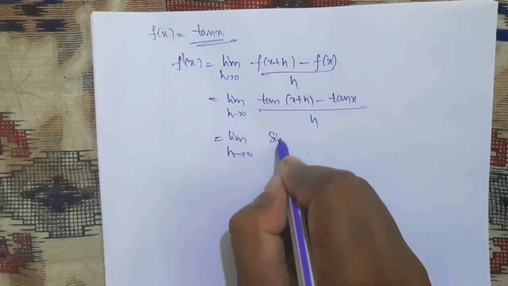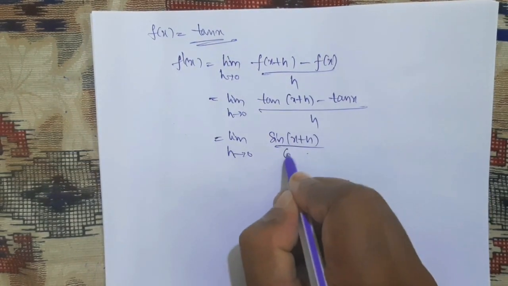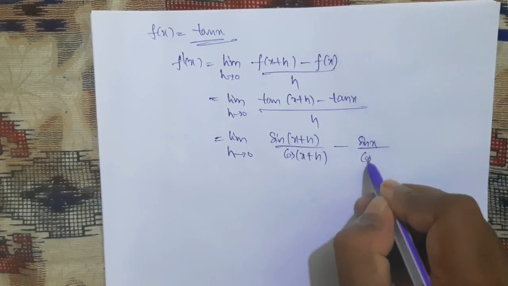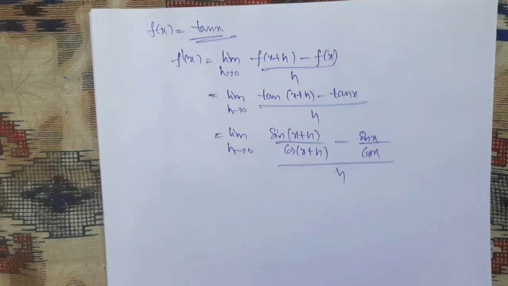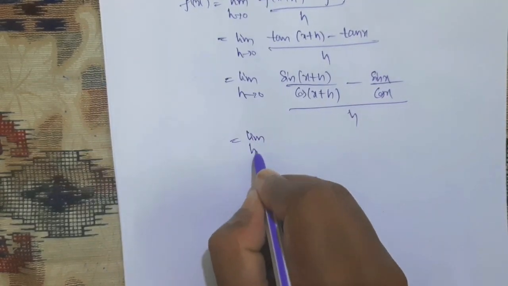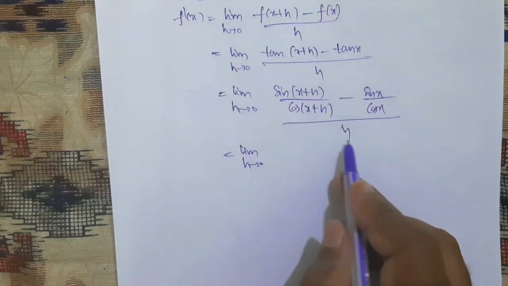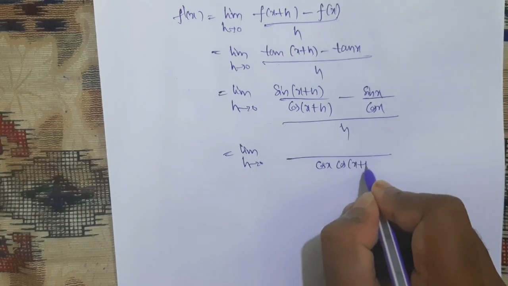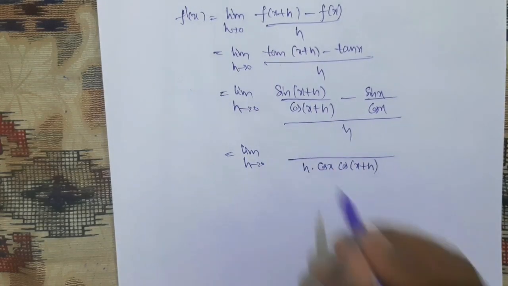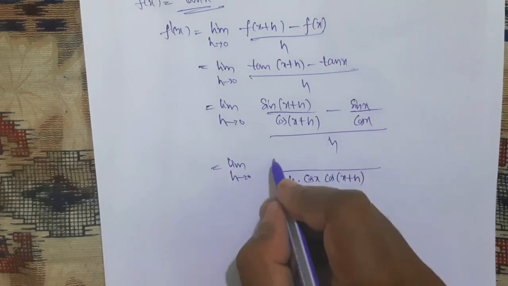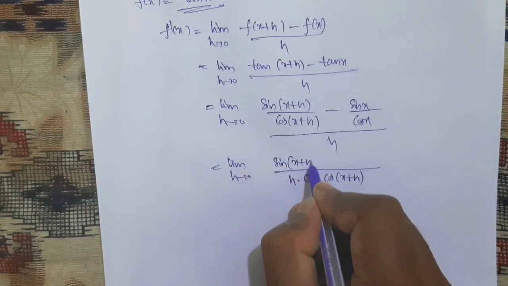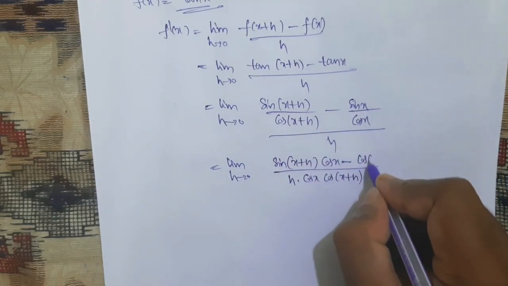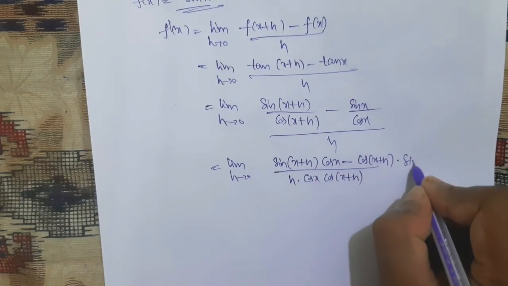See, tan we can write as sin of x plus h divided by cos of x plus h, minus tan x we can write as sin x by cos x, whole divided by h. Nothing but this limit h tends to 0. See, if you do cross multiplication, the LCM will become cos x into cos of x plus h. This h will come here, into h. Numerator will become sin of x plus h into cos x minus cos of x plus h into sin x.